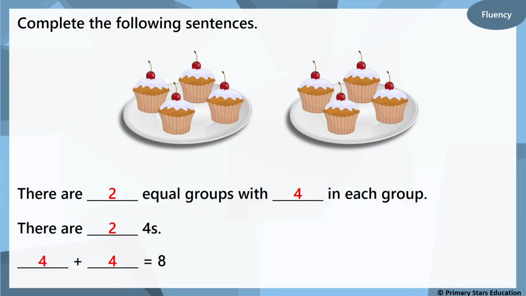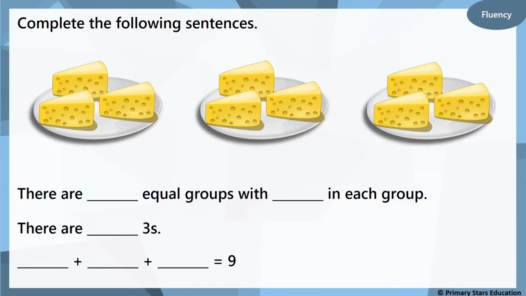So we've managed to represent this picture in 3 different ways here in writing. We've got there are 2 equal groups with 4 in each group. We've got there are 2 4s, and we can say 4 add 4 is 8. Try it again with this one. I'm going to ask you to pause it now and see if you can work out all 3 of these all by yourself. There's a bit of help there, but pause the video, see what you come up with.